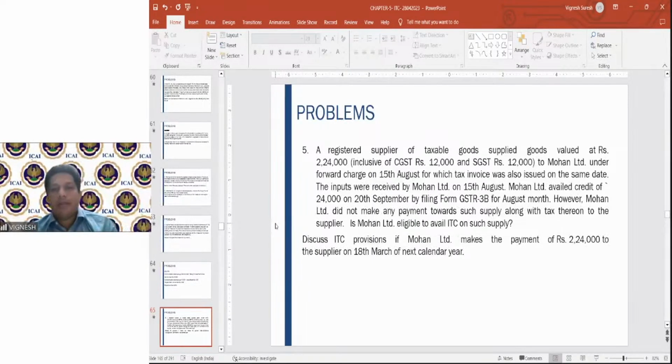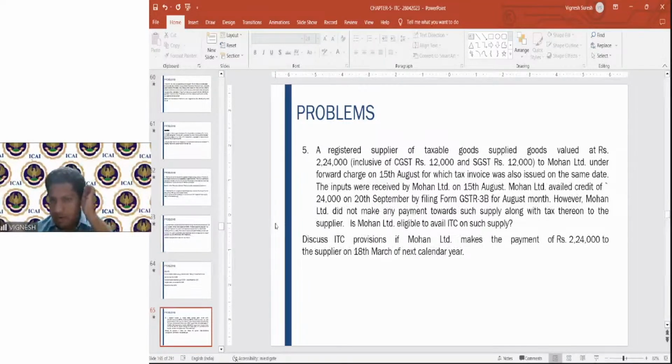So here what is happening? A registered supplier supplied goods worth 2,24,000 to Mohan Limited. Forward charge, that means Mohan is supposed to pay the GST. The inputs were received on 15th August.